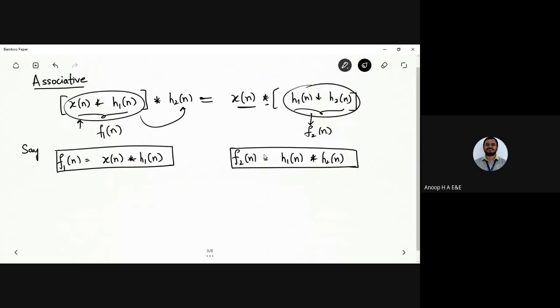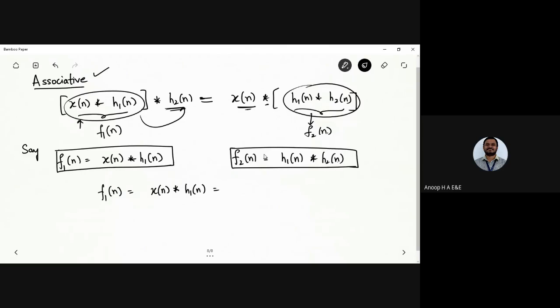Fine. So let me start with the first function, that is f1 of n. I need this output, I need to convolve it with h2 of n. So I need to verify whether the associative property holds good or not, I need to check it out. So f1 of n, that is x of n convolved with h1 of n.